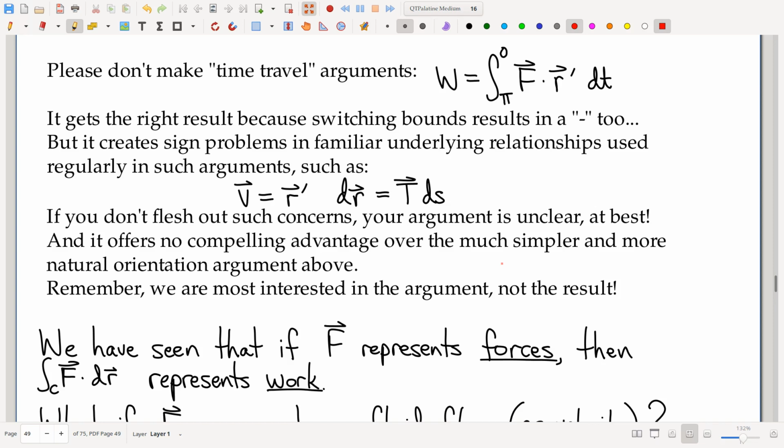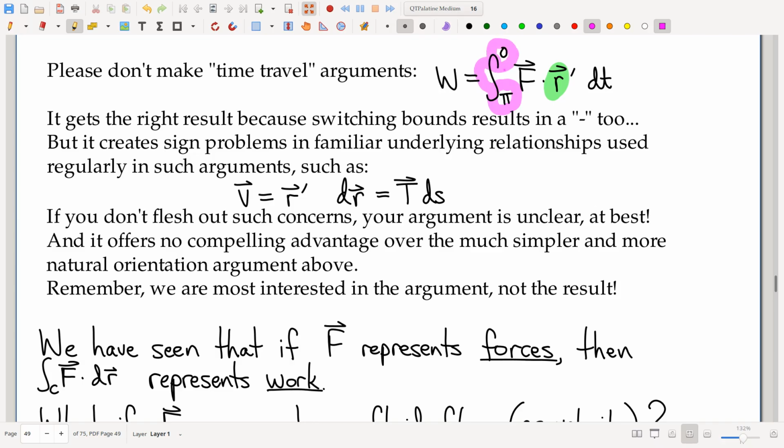Some students like to make what I call the time travel argument, right? And say, I'm going the opposite direction along this existing green parameterization, the cosine comma sine parameterization. And if you want to go the opposite direction, well, then instead of going from 0 to pi, you're going from pi to 0, and they just switch the bounds.